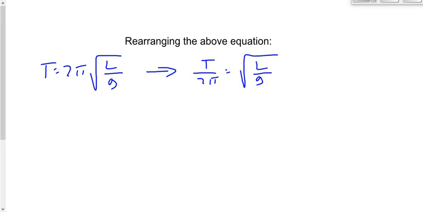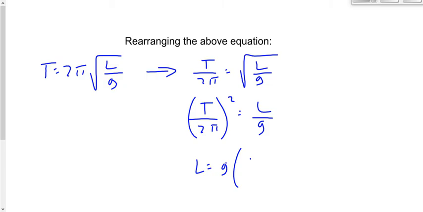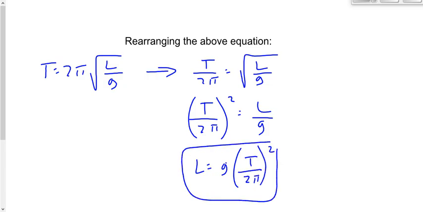Now, regardless of whether you're solving for L or for g, what are you doing next? Squaring it. So we're going to say T over 2 pi, squared, equals L over g. Now, if you're solving for L, it's pretty good at this point. What do you do? Bring the g over by multiplying. So it becomes L is equal to g times T over 2 pi, squared. Here's our first equation that's on our data sheet, and there's the second form of it solving for L.